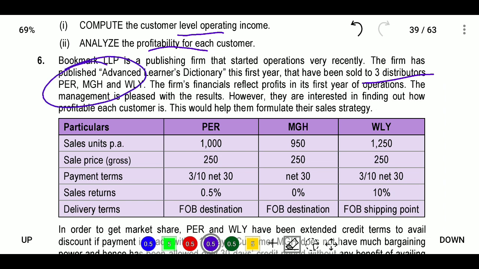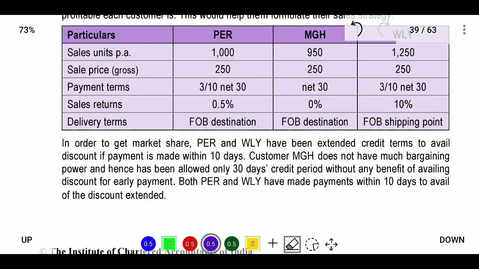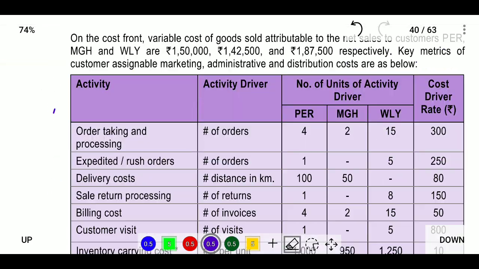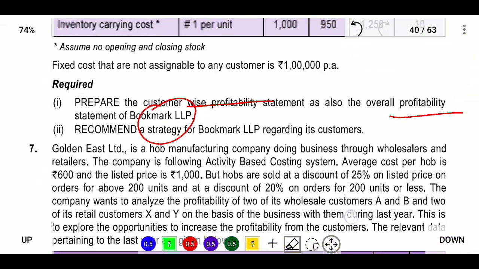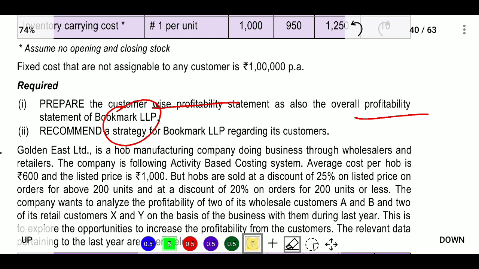So the customer profitability statement is a table with a column for each particular customer, and if you want a total, you can take the total, no problem. Customer profitability statement and overall profitability statement are both asked here. See the question: it asks for customer profitability and overall profitability. So we require three columns for the customers, and a total column is also required.